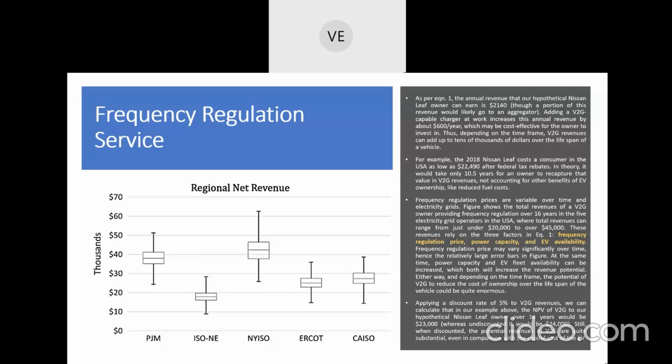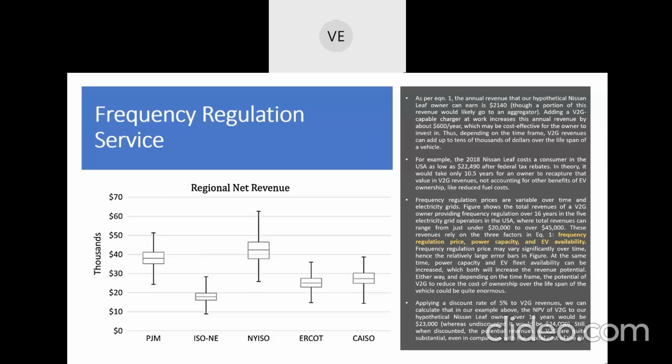But our earnings are planned for 10 to 12 years, or maybe 15 years, according to the lifetime of the EV. So this has to be converted to the net present value. We can calculate that in our example above. The net present value of V2G to our hypothetical Nissan Leaf owner over 16 years, the lifetime is assumed to be 16 years, would be $23,000, whereas undiscounted it would be $34,000.